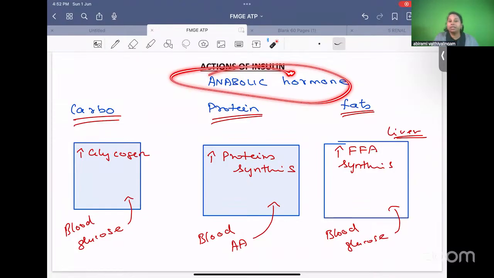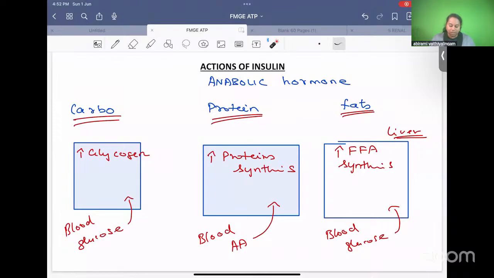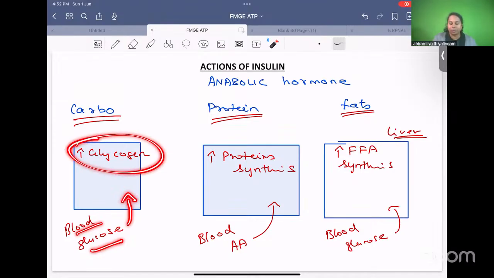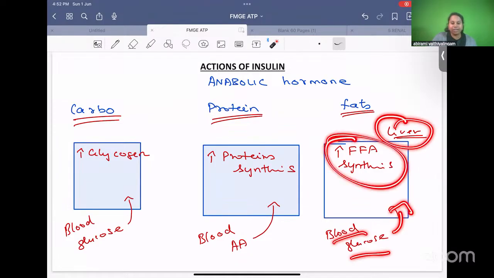It is going to increase all the storage forms: carbohydrate, protein, and fats. We'll see what it does. When blood has glucose, insulin will send all the glucose into the cells and store it as glycogen. When blood has amino acid, insulin will push amino acid into the cells and change it and store it as proteins. Especially in the liver cells, glucose enters into the liver, stored as free fatty acid.